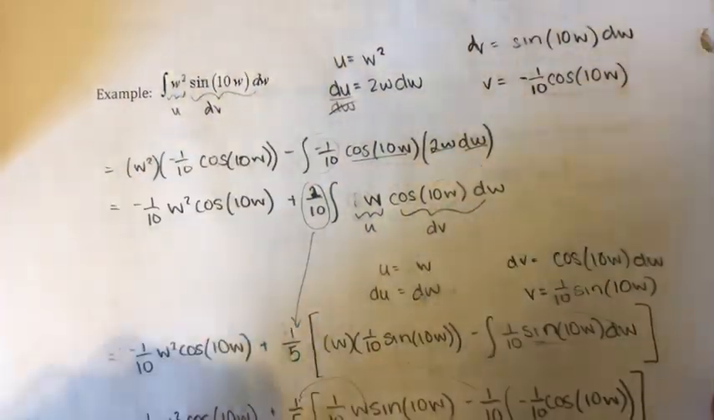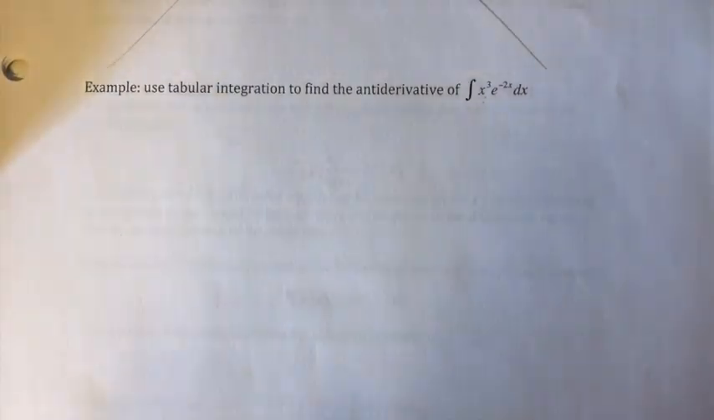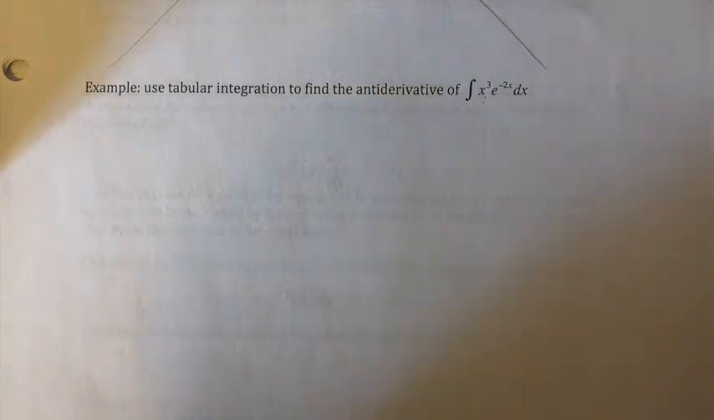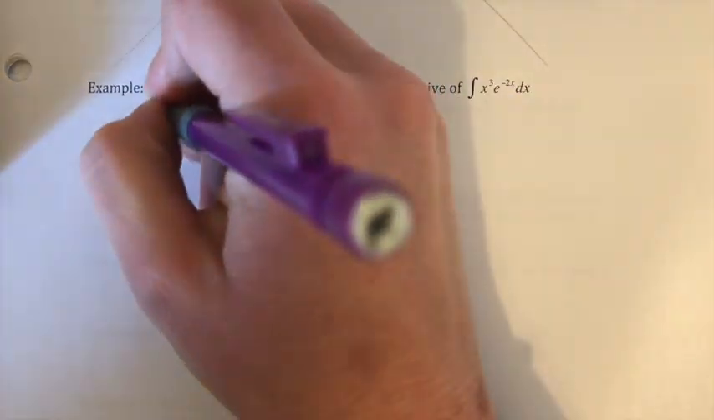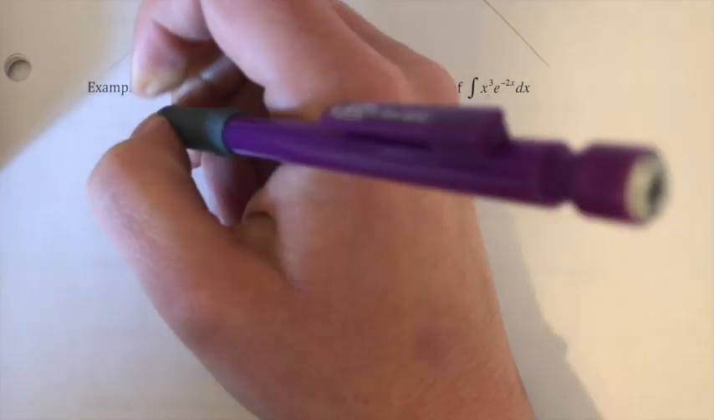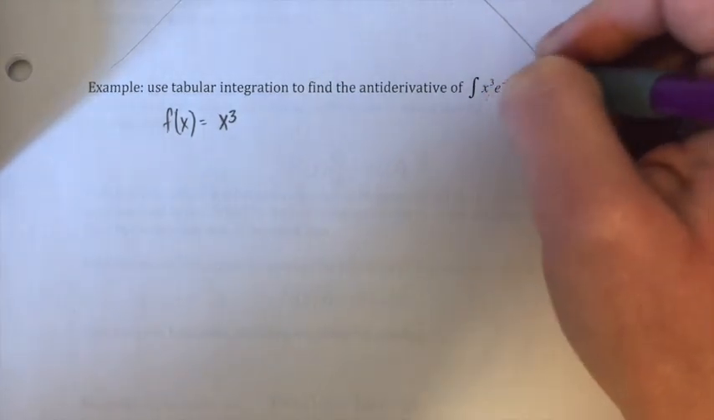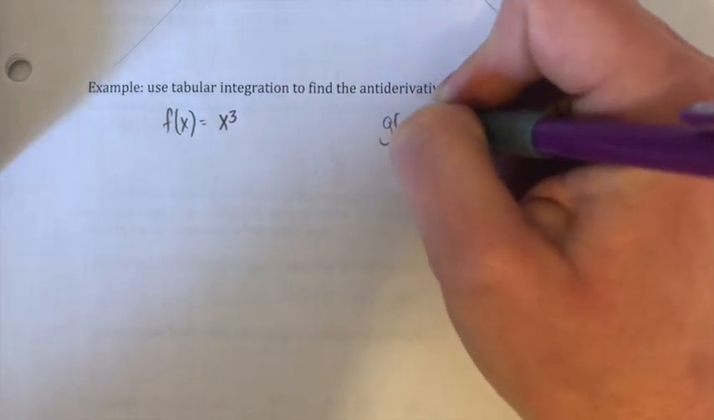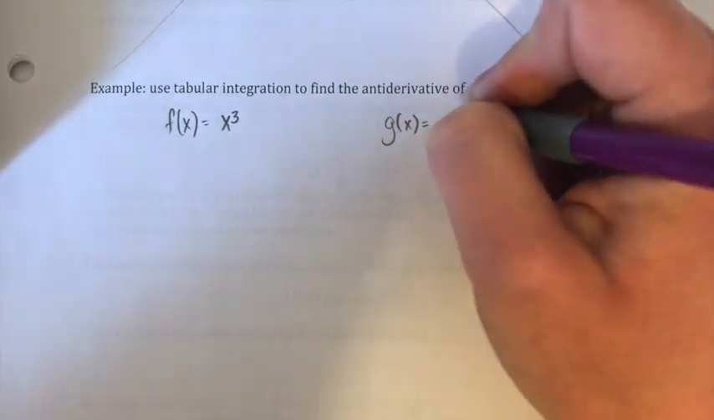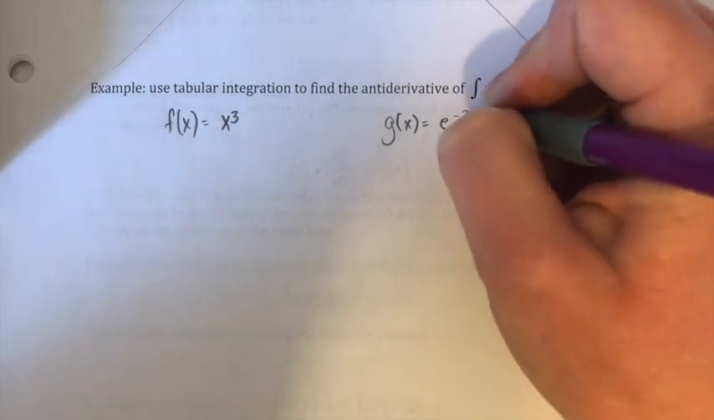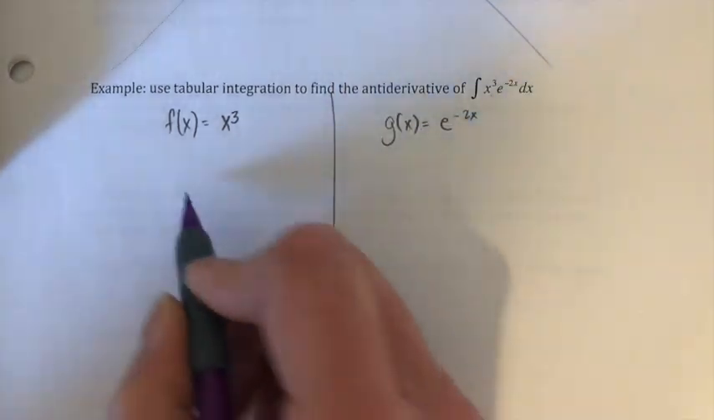Okay, so that's why we had to do it twice. This one, we'd have to do it 3 times unless we use what is called tabular integration. So we're going to take the first one, the one that's going to be easier to do the derivative of, and we'll call that f of x. Then we're going to take the second one, the one that is easy to do an integral of, and we're going to call that g of x. We're going to split it into a nice little table.